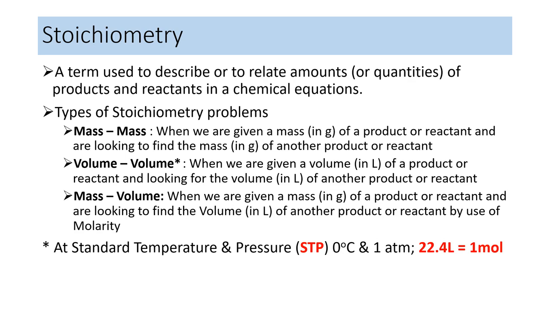Within the mass to mass, you are given a mass of something, a product or a reactant, and we are asked to find the mass in grams of some other product or reactant within the same chemical equation. Volume to volume is when you're given a volume of a product or a reactant, and you're asked to find the volume of some other product or reactant within a balanced chemical equation. And then mass to volume, when you're given a mass in grams of some product or reactant and are looking to find the volume in liters of another product or reactant. We do this by way of molarity.